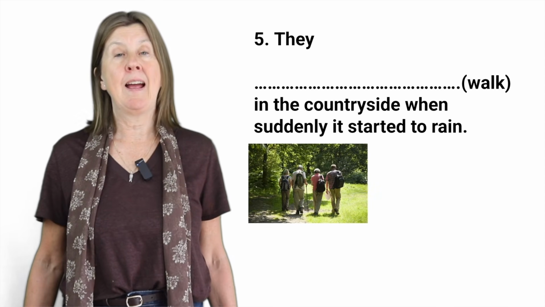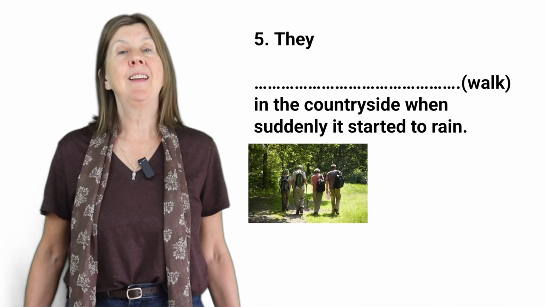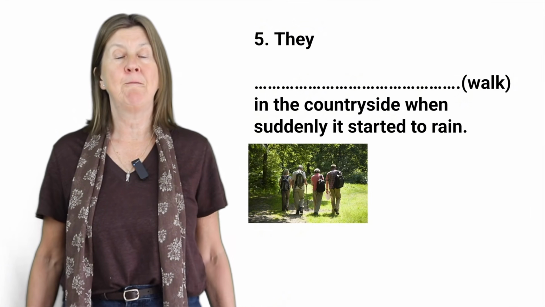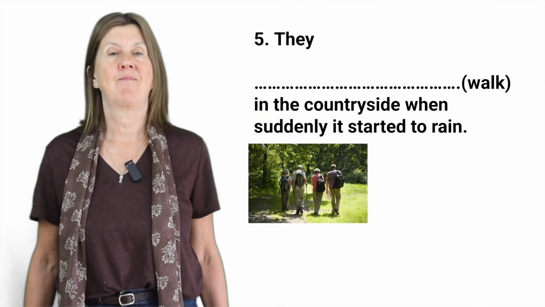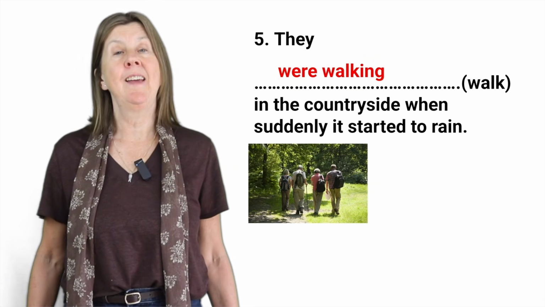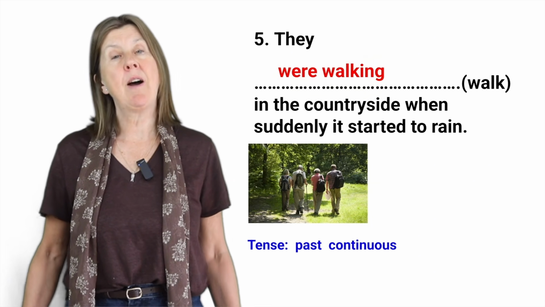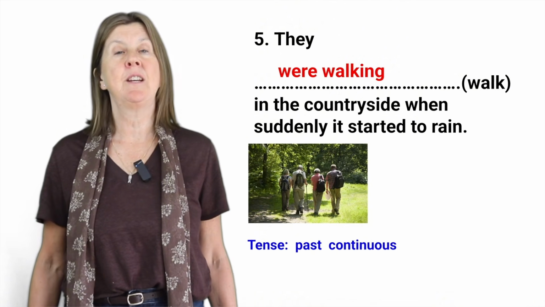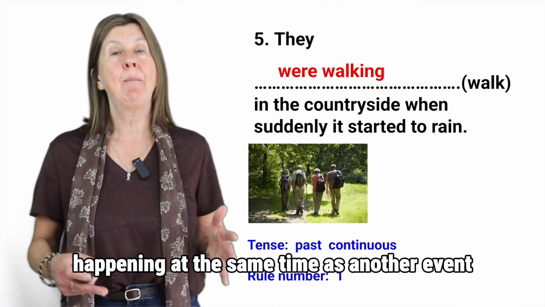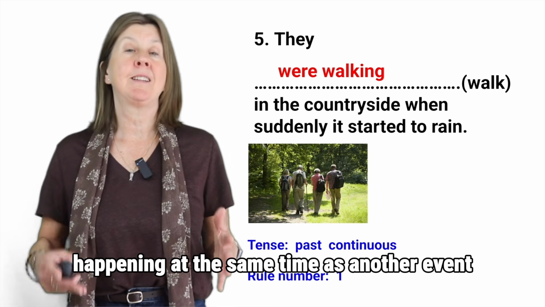5. They blank. Use the verb walk in the countryside when suddenly it started to rain. They were walking in the countryside. This is the past continuous and is using rule number 1. Continuing past actions happening at the same time as another event.